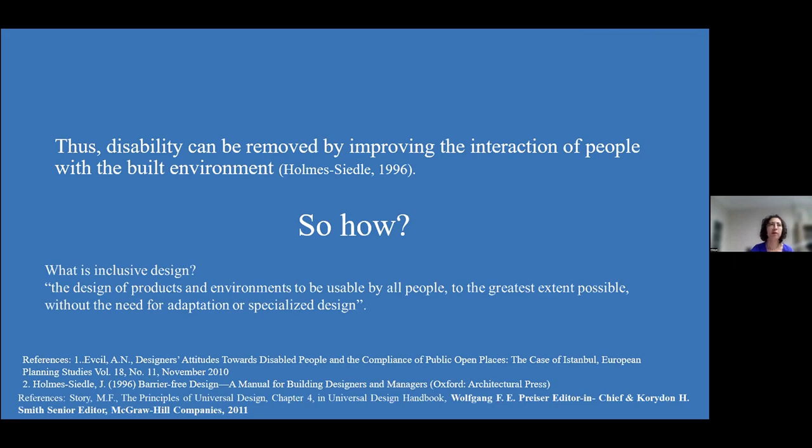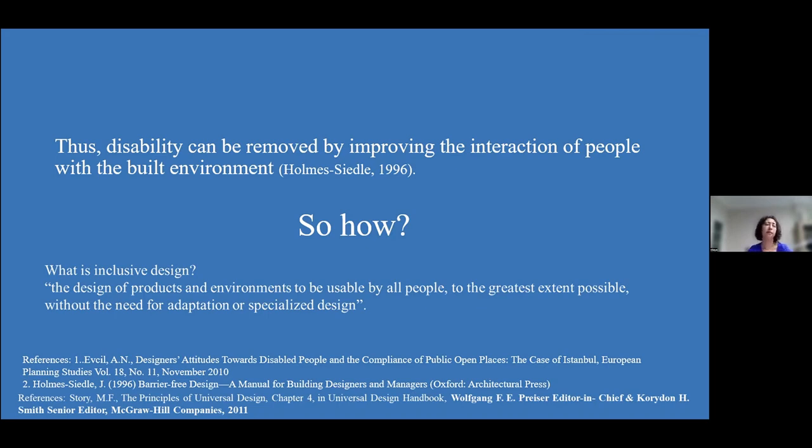They try to give the answer by describing a person who is using a wheelchair or a crutch or a white cane. But after this answer, I explain that actually, there are no disabled people, but there are people who are architecturally disabled. I mean, disability can be removed by improving the interaction of people with the built environment. And then I introduce them to the concept of inclusive design.